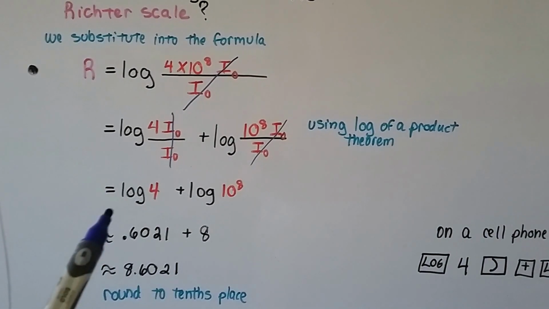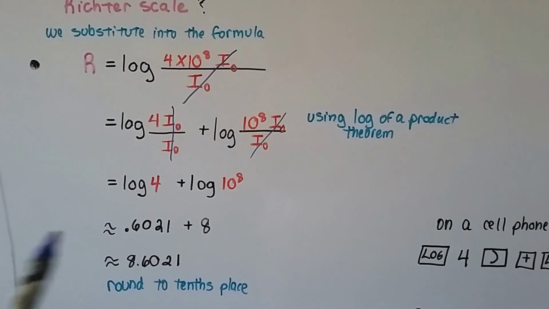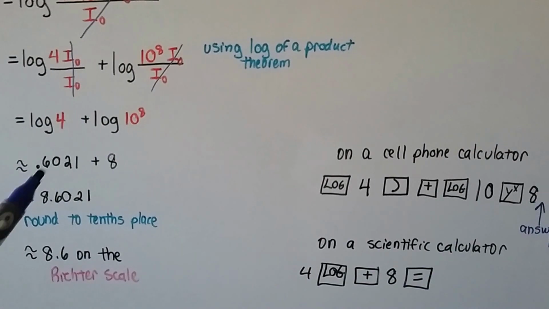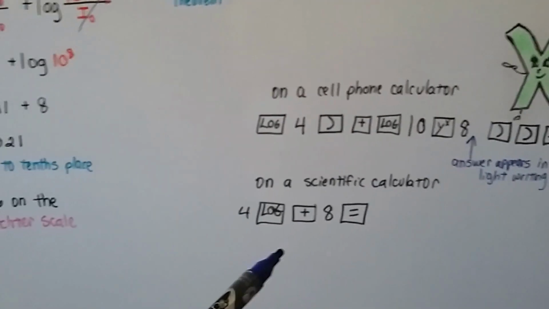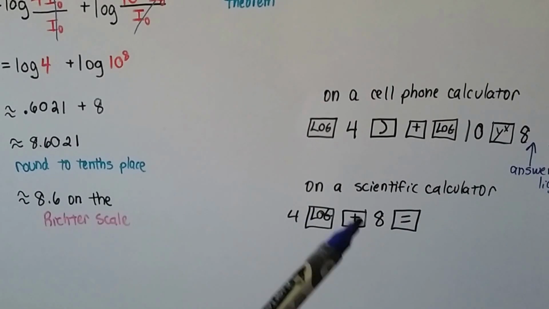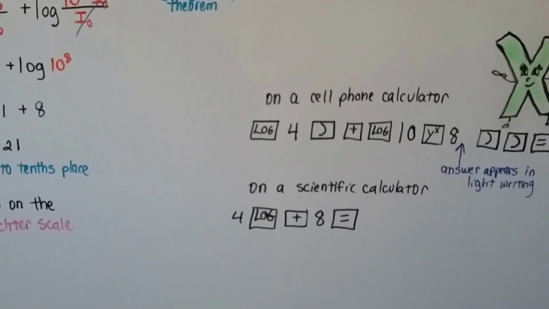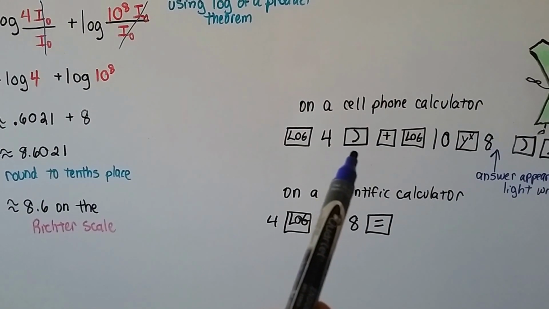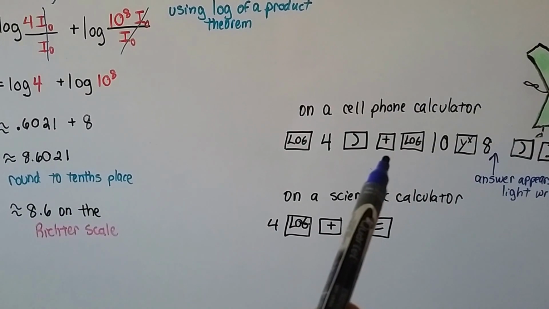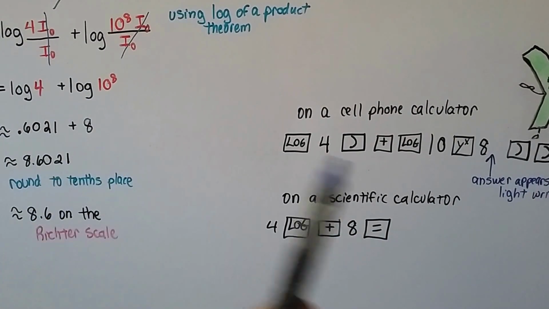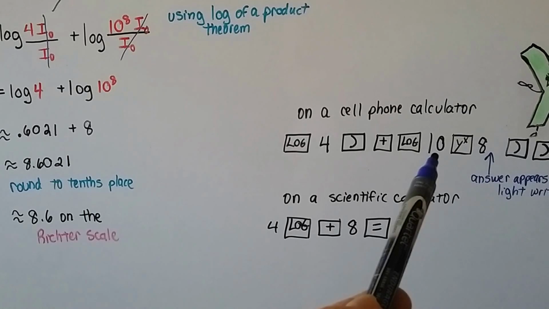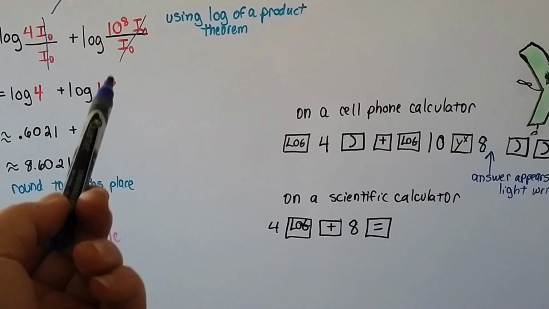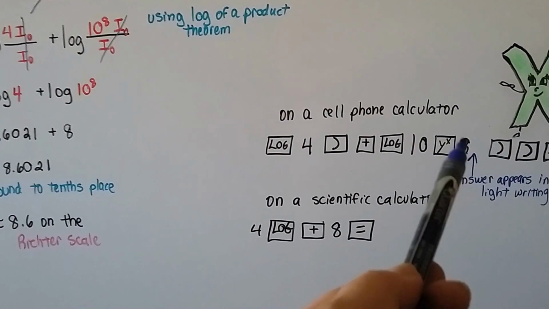Now, basically, we just punch this into our calculator and get our answer. Okay, so log 4 is 0.6021. If you're using a scientific calculator, you just want to hit 4, then log, then plus, then 8, then equal. If you're using your cell phone calculator, you want to hit log and then 4 and then close parentheses. Then the plus sign. And then, because we're adding, log button, then enter 10, and then hit that y to the x power, and then 8. Because the exponent is 8, so we need to raise it up to the 8, right?